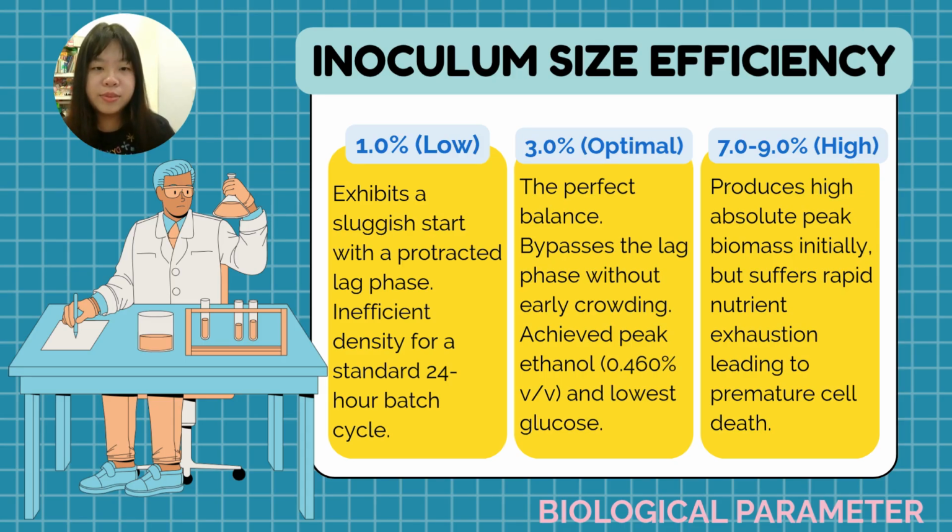Moving to the biological parameter, the inoculum size efficiency showed a clear parabolic trend. A low 1% inoculum exhibited a sluggish start and protracted lag phase. This makes it inefficient for a standard 24-hour batch cycle. High inoculums of 7% and 9% produced high absolute peak biomass initially, but they suffered rapid nutrient exhaustion and premature cell death. The 3% inoculum emerged as the perfect balance. It bypassed the lag phase without early crowding, achieving peak ethanol at 0.460% volume per volume and the lowest residual glucose.